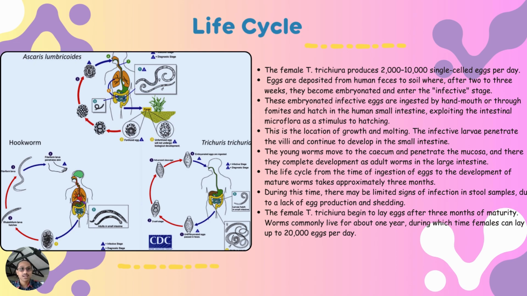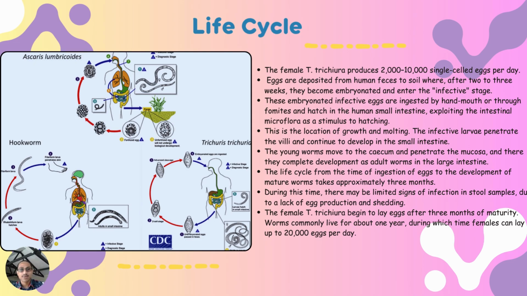So the life cycle: the female Trichuris usually produces 2,000 to 10,000 single-celled eggs per day. These eggs are deposited in human feces. This is usually the feces of someone that is infected. After 2 or 3 weeks, they become embryonated and enter the infective stage.